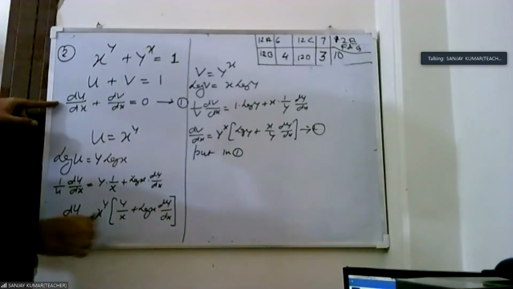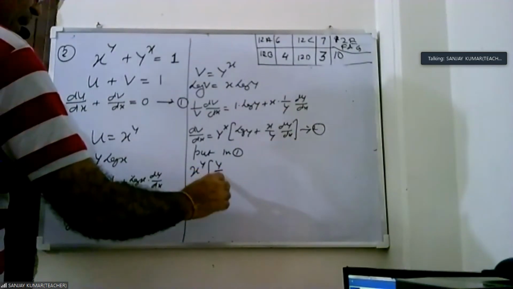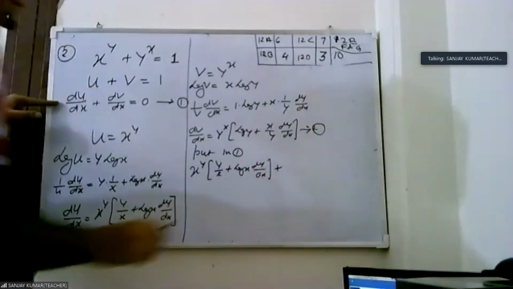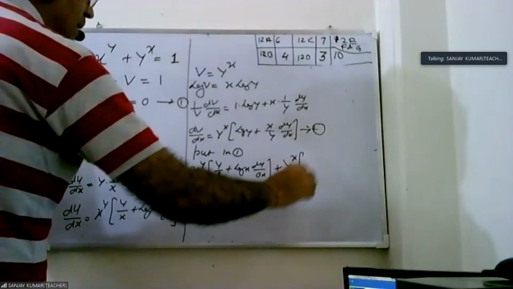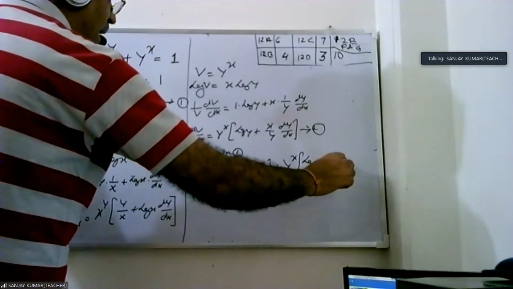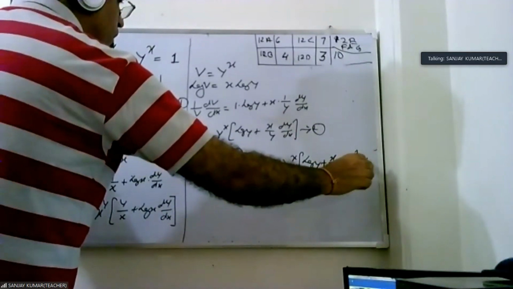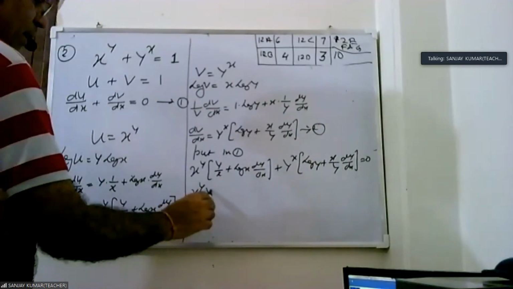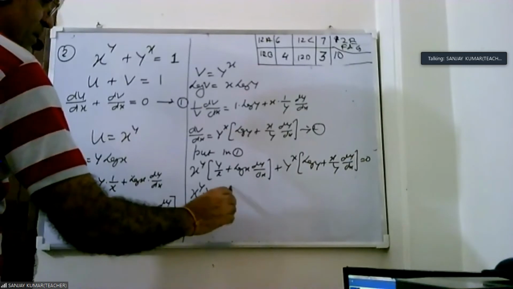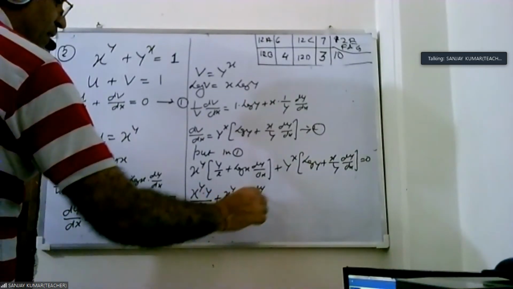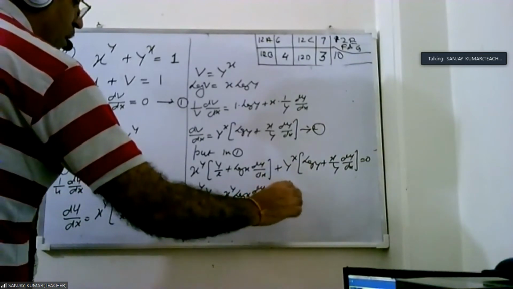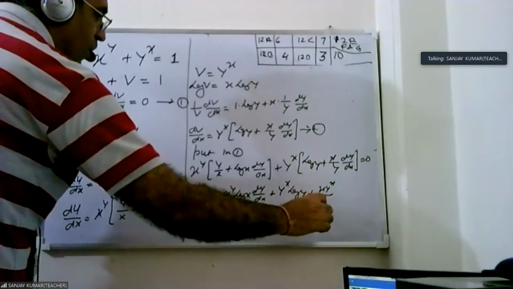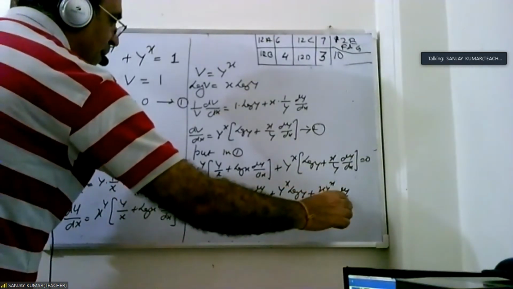So du by dx is x to the power y into y by x plus log x into dy by dx, plus the value of dv by dx, y raised to power x into log y plus x by y dy by dx, equals 0. Okay, now we will find dy by dx very easily. Look, this is x to the power y into y by x plus x to the power y log x into dy by dx plus y raised to power x into log y plus x into y raised to power x log y upon y into dy by dx equals 0.